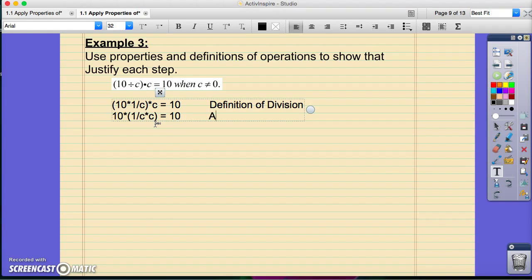All right, you should get associative property of multiplication. Why multiplication? Because we are multiplying them all.